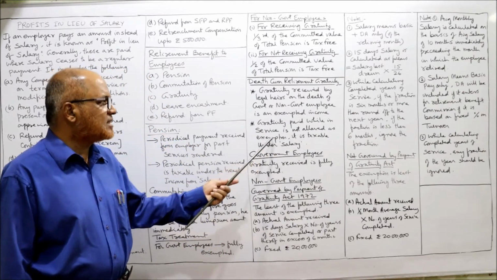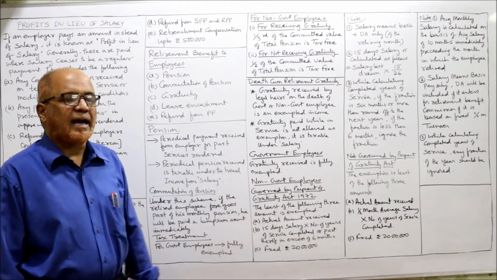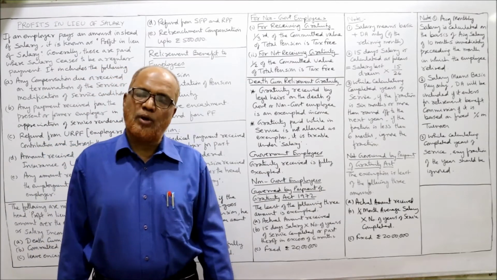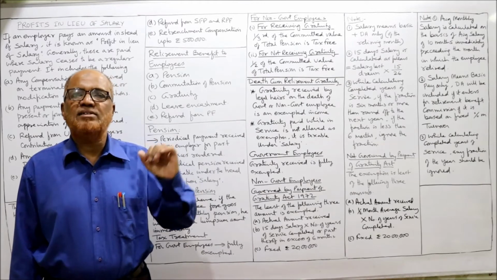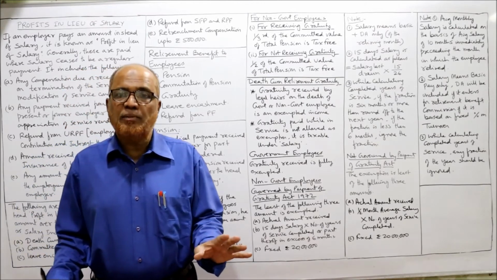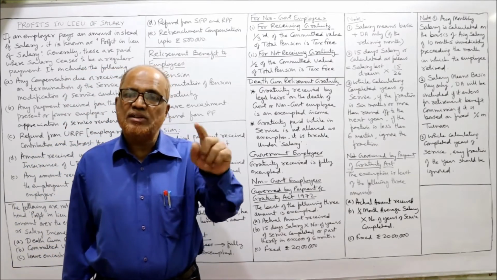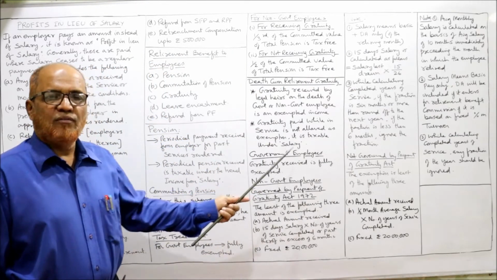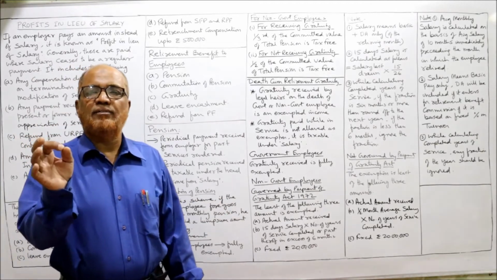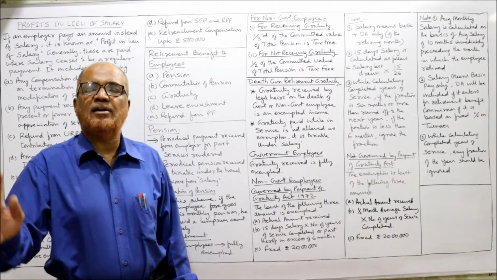Secondly, gratuity paid while in service is not allowed as exemption, it is taxable under the head salary. Second point, if gratuity is received during the service itself, no exemption will be allowed. The whole gratuity received is taxable under the head salary. Now, government employees. For government employees, gratuity received is fully exempted from tax.